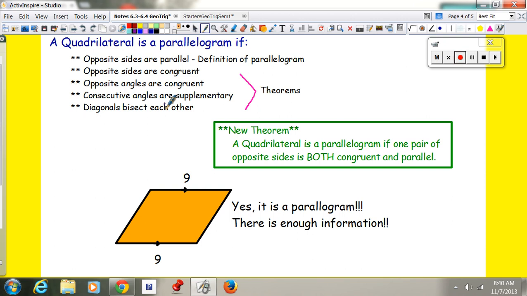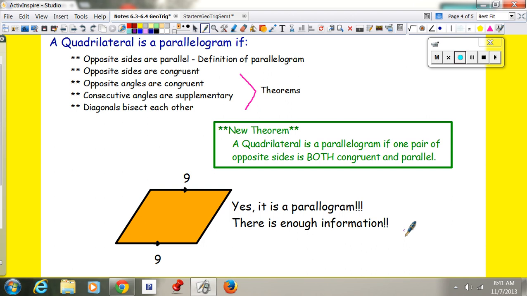A new theorem, one last theorem here, which you should have if you printed it. If you didn't print it, this is what you'd want to write down as the new theorem: a quadrilateral is a parallelogram if one pair of opposite sides is both congruent and parallel. So let's say I don't have this side here or this side over here. I don't have either of those two sides. But I know that the top and the bottom are both 9s. And I know that the top and bottom are both parallel. Then I can say without a shadow of doubt, yes, that has to be a parallelogram. The only way that they could be the same and be parallel is if it's a parallelogram. That's the only way that could happen.